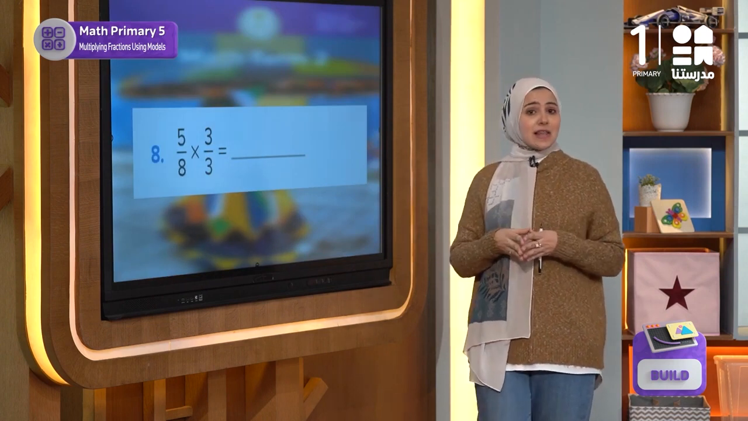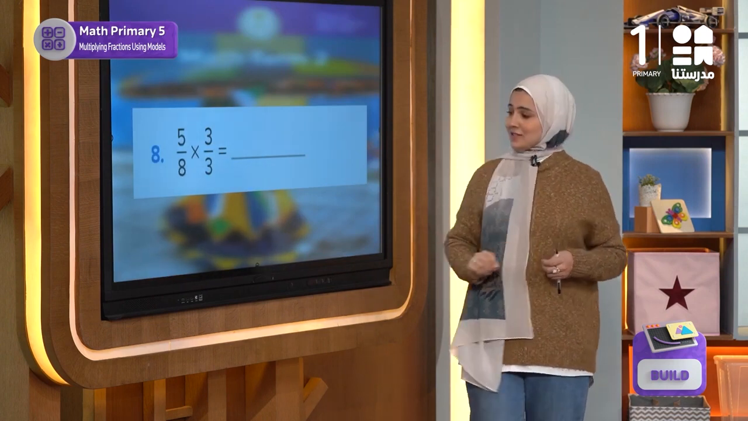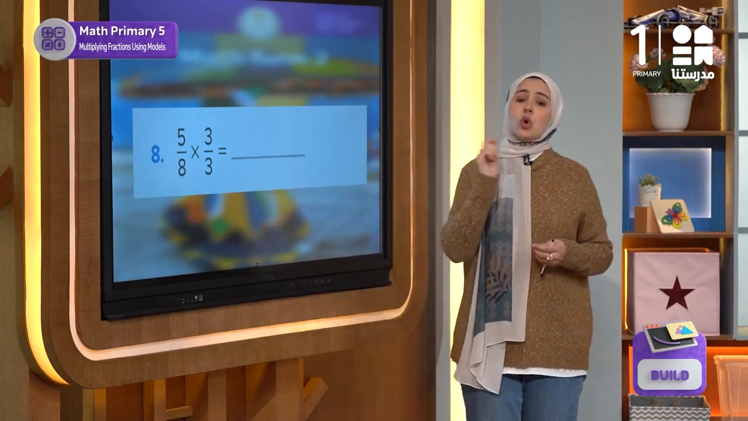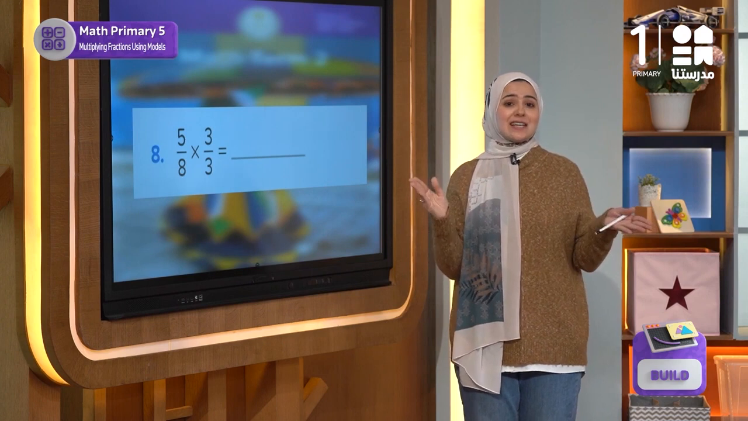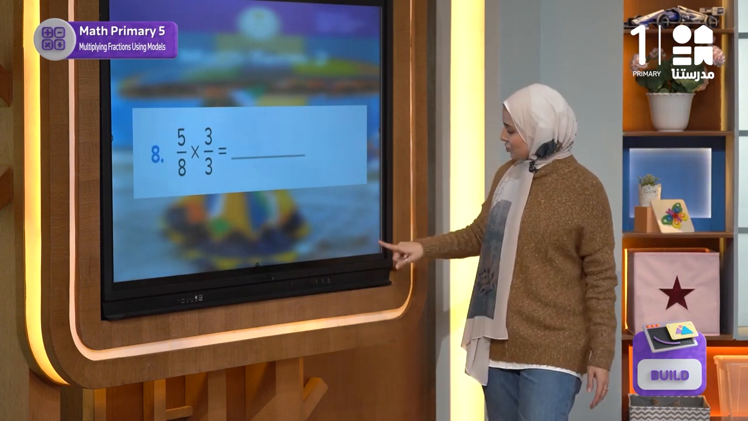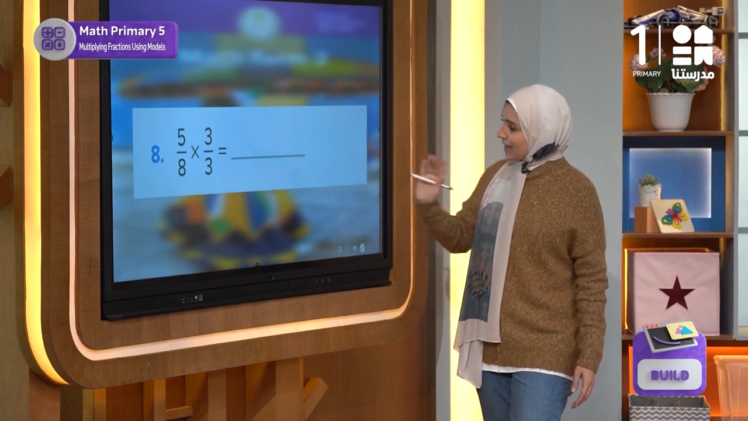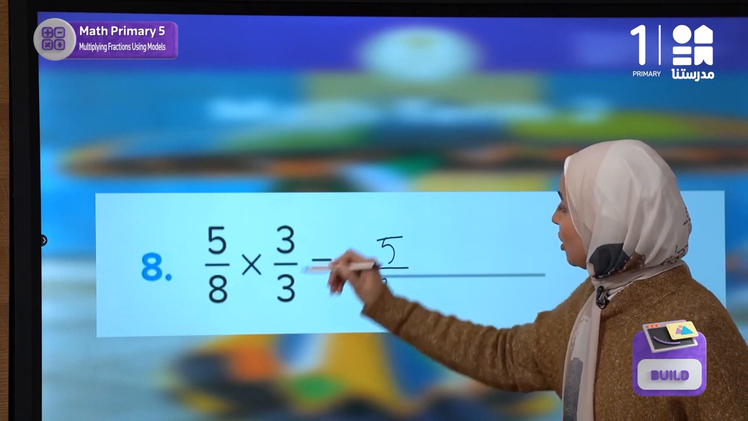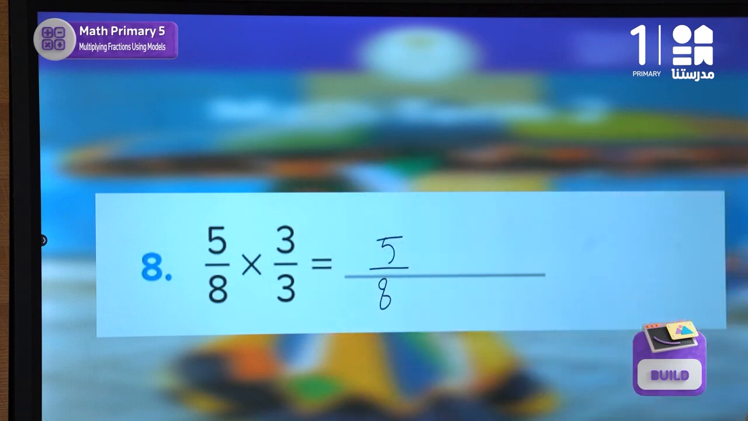Here you can see that one of the factors is what? 3 over 3, which is equal to 1 whole. So the answer is equivalent to 5 over 8 without any steps. Let's write it together. So the answer will be 5 over 8 because this is a 1 whole.